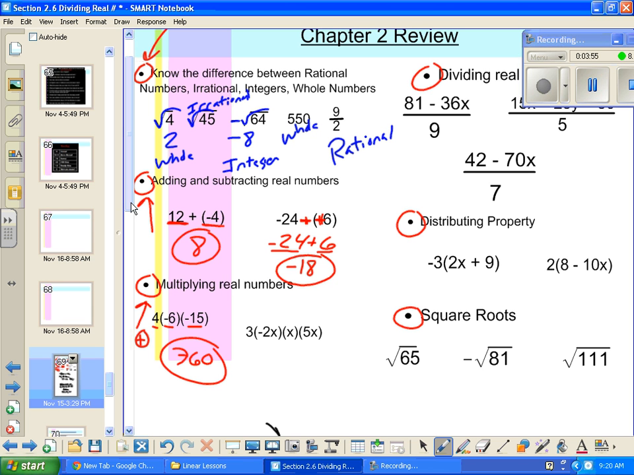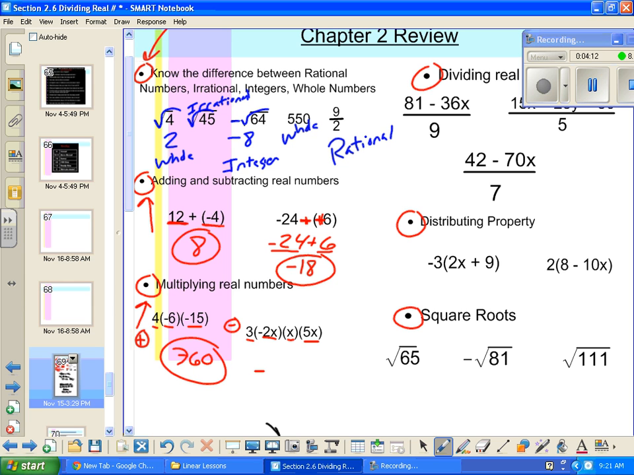This next one here, 3 times negative 2x times x times 5x. When they multiply these things together, they should be able to multiply all the numbers together, and also realize that there's one negative sign in the problem, so that's an odd number of negative signs, so it's going to be a negative answer. So I'm going to have negative something when I'm done.